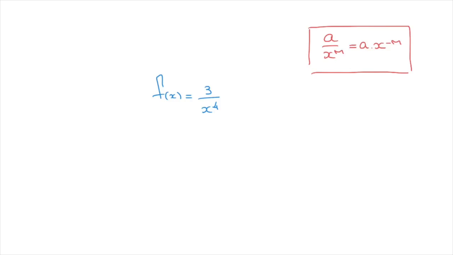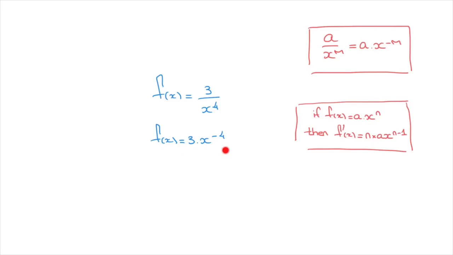Using that result, we can rewrite f of x in such a way that we'll be able to use the power rule. Indeed, we can now write f of x equals 3 times x to the power of negative 4. Now that we've done that, we can use the power rule for differentiation to find the derivative function of f of x. Remember, the power rule states that if a function f of x equals a times x to the power of n, then its derivative function, f dash of x, will equal n times a times x to the power of n minus 1.